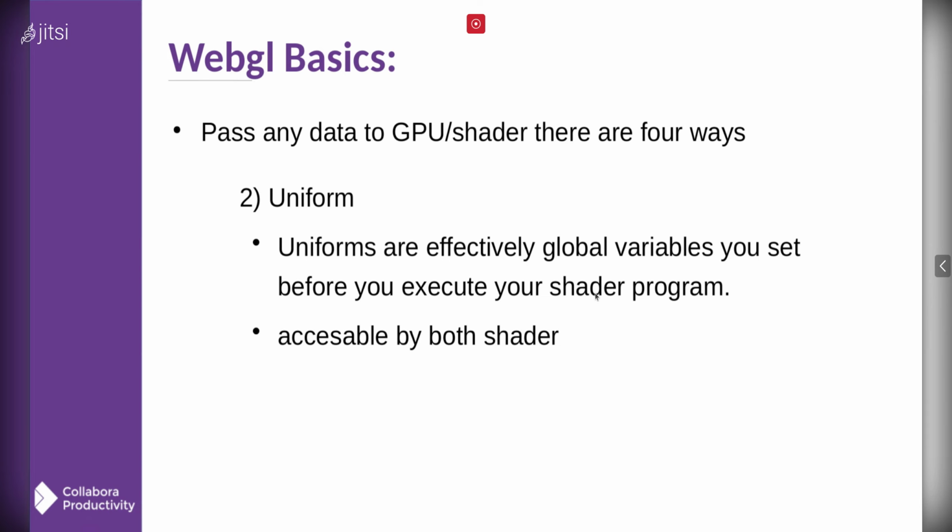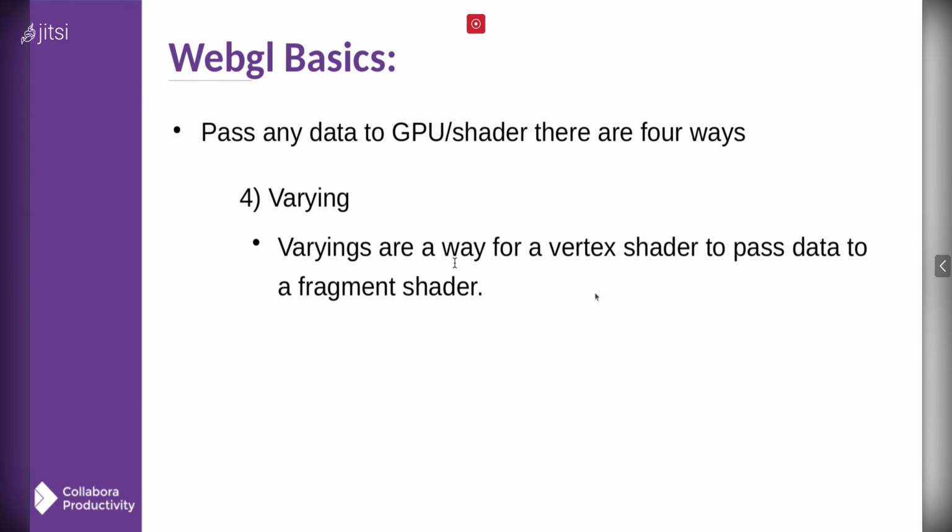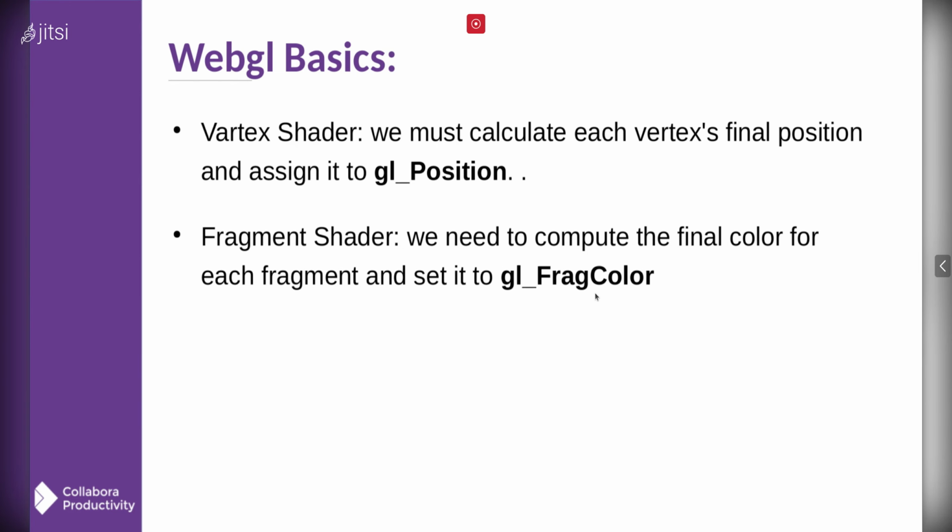You can pass it to both of the shaders, whereas an attribute is just for the vertex shader. So that's what uniform does. Texture is generally for passing image data or a buffer of data. That's why we use textures. Varying is a way to pass the data to the fragment shader directly without interrupting the vertex shader.